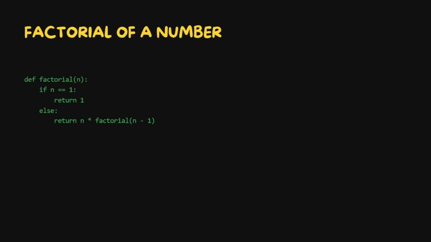So let's break down the code. First we define a function called factorial that takes one parameter n. This is the base case. If n is 1, we return 1 and stop the recursion. If n is not 1, we move to the recursive case. We return n times factorial of n minus 1. We multiply n by the result of factorial of n minus 1. This keeps breaking the problem into smaller subproblems until we hit the base case. So for example, factorial of 5 is 5 times 4 times 3 times 2 times 1, which results in 120.